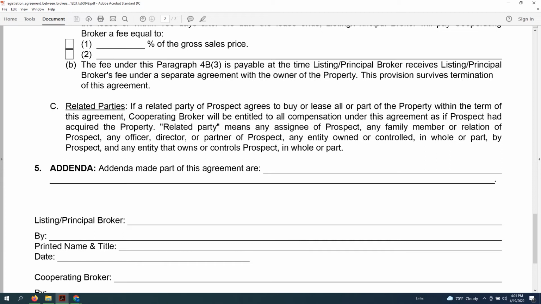This is basically if your tenant, maybe they got married, or maybe their cousin came in and wanted to buy the house. This ties them to you as well.